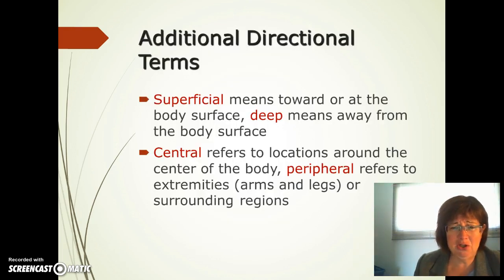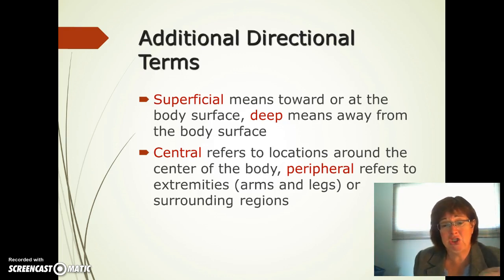Then there's also superficial, which means on the top. So if you're a superficial person, you're kind of flighty and on the top. And deep means towards the inside or away from the surface. So if you have deep vein thrombosis, that means you've got a clot deep inside the body.